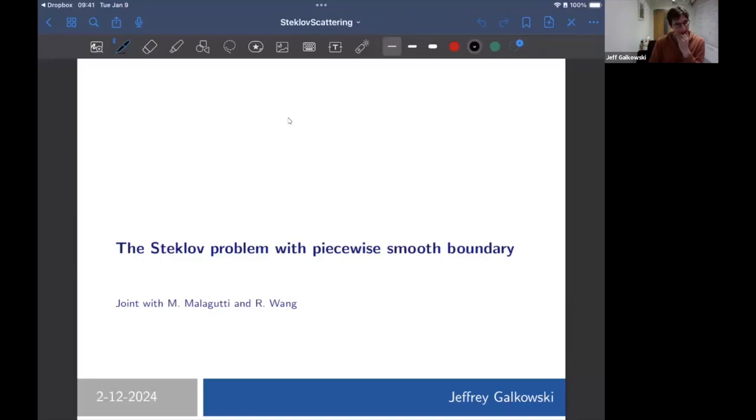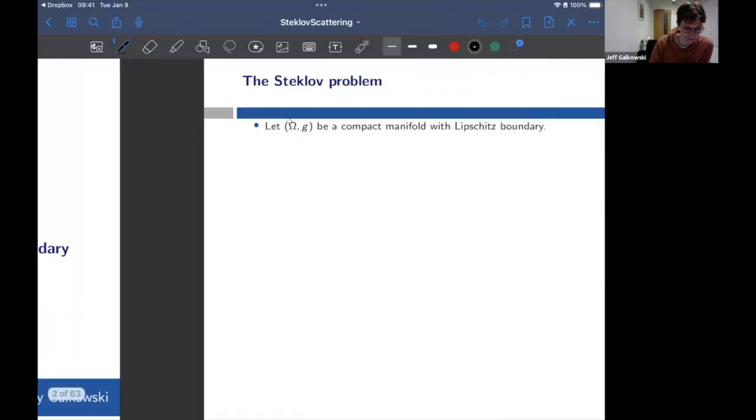Anyway, today I'm going to give a talk about some work that we've been doing for about a year with two of my postdocs, Marcello Malagutti, who's here at UCL, and Wang, who's now a postdoc at Yale. This project is about the Steklov problem with piecewise smooth boundary. For full disclosure, most of the results as they apply to the actual Steklov problem on a compact domain will be in 2 dimensions today. But the hope is that going forward, this approach will be useful also in higher dimensions.